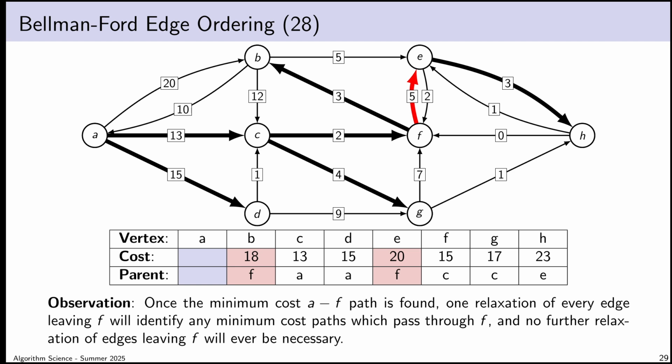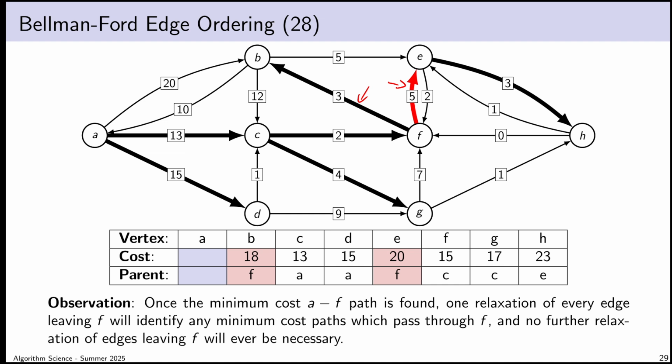Okay, so basically my observation, summing this up, is once I have found the minimum cost path from vertex A to vertex F, one relaxation of each of the edges that begins at vertex F, edges for which F is the source vertex, will identify any minimum cost paths that pass through vertex F, and no further relaxations of any of those edges will ever be necessary.